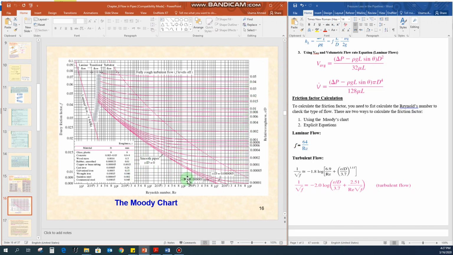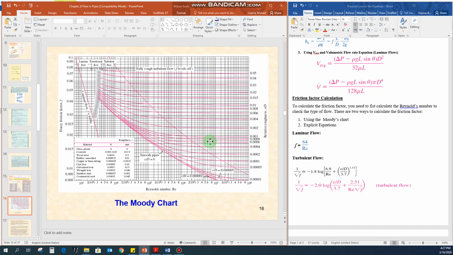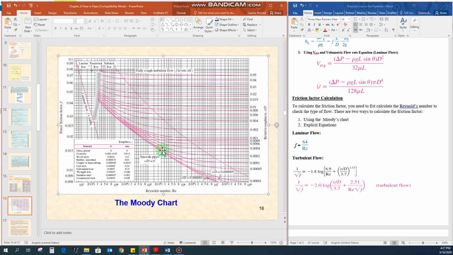So as the roughness is increasing, there will be an increase in the friction factor. As the relative roughness is increasing, there will be an increase in the friction factor value.